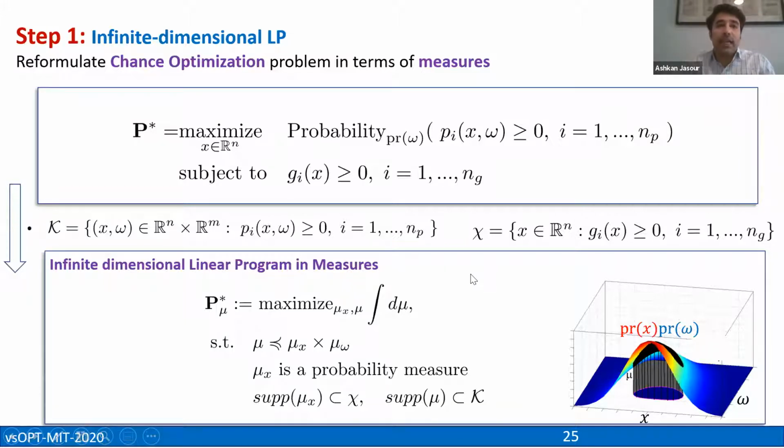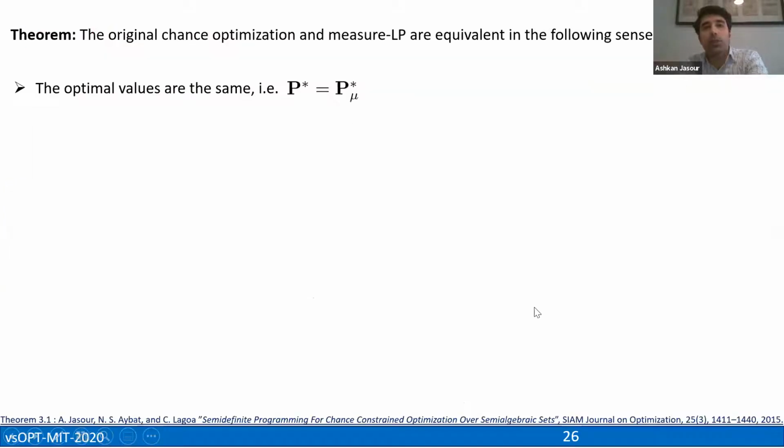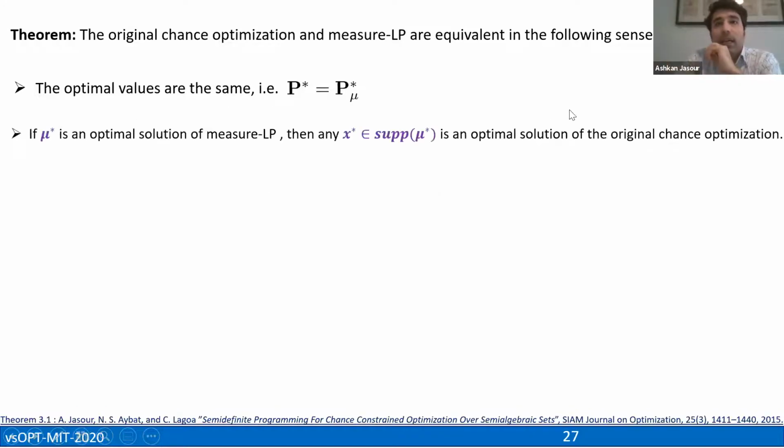So this is, as I said, an infinite dimensional LP, and the following theory holds true. The original chance optimization and this measure LP are equivalent in the following senses. Optimal values are the same. Next, if mu star is an optimal solution of the measure LP, then any point x star inside the support of this measure mu star is going to be an optimal solution of the original chance optimization.